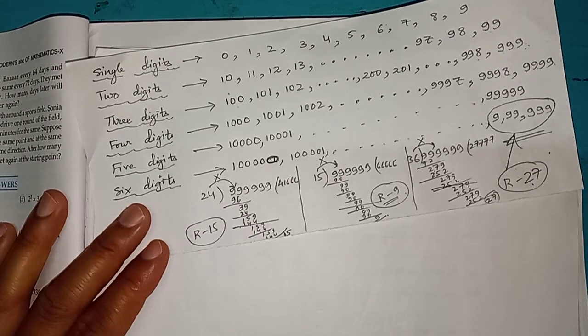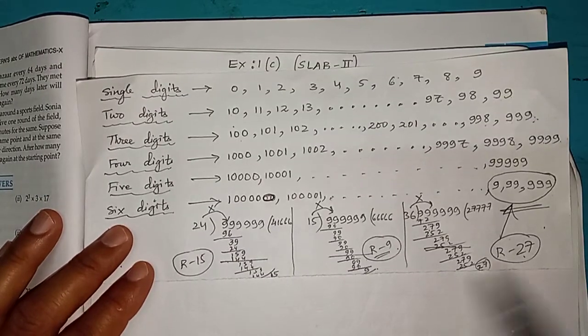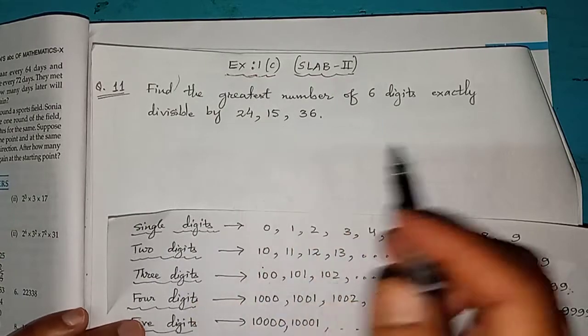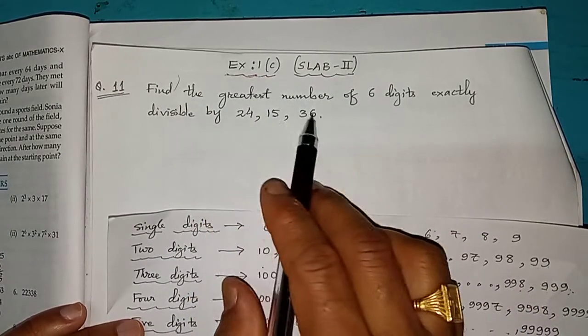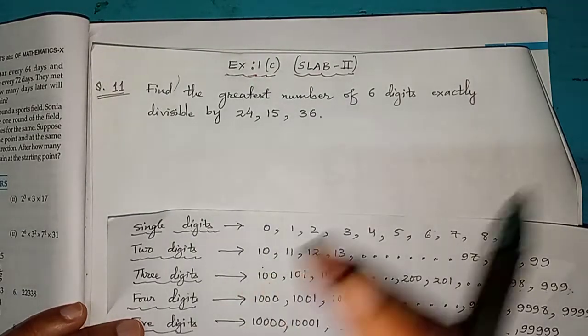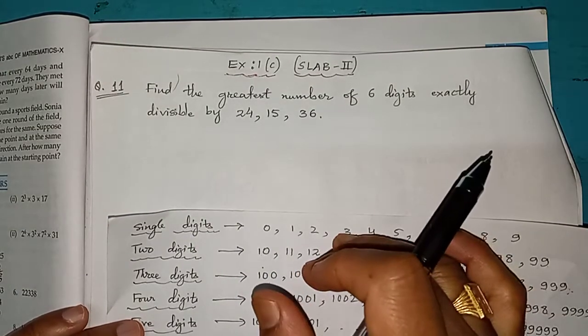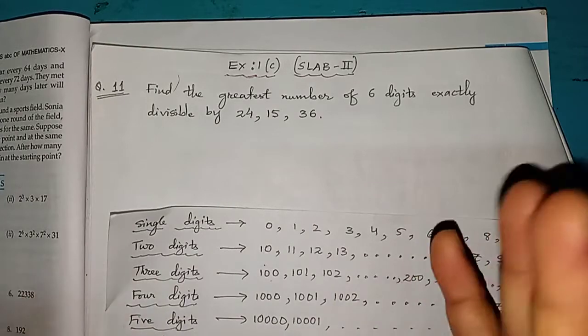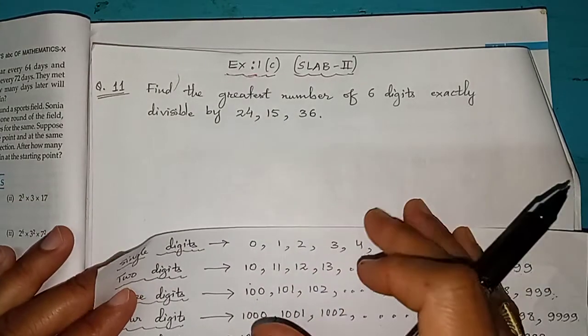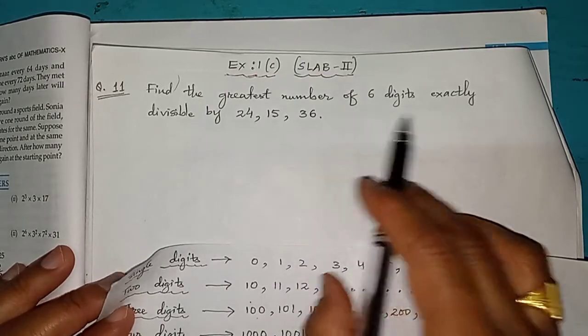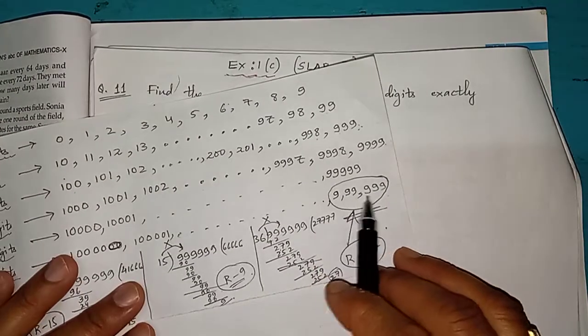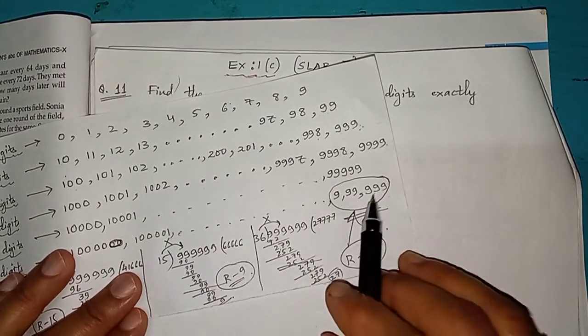Okay. So the question is how to get the answer, because we need the greatest number of 6 digits, but at the same time that number should be divisible completely by these three given numbers. Okay. So do you understand the point? Now to get the answer, see the procedure or working plan here. The working plan is that we'll write this greatest number of 6 digits, which is 9,99,999, because this is going to help us. Okay, that's very important.